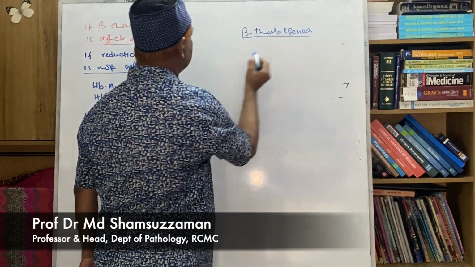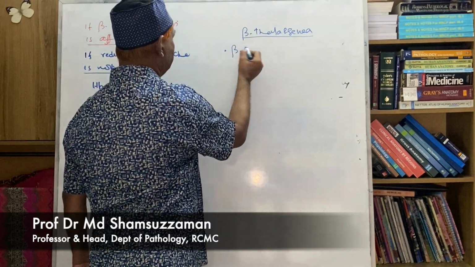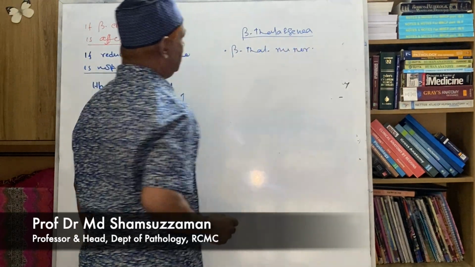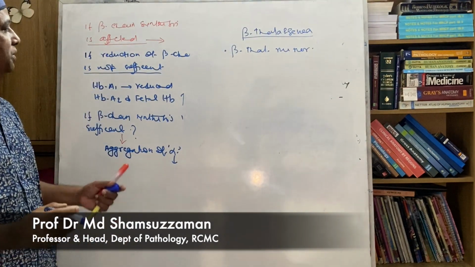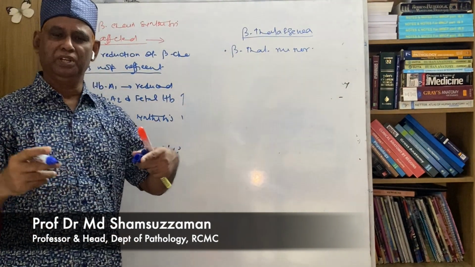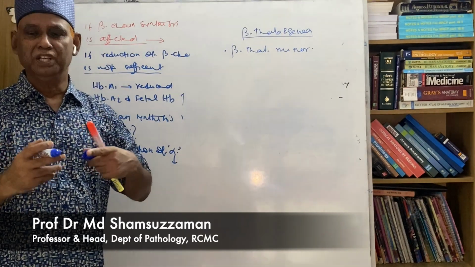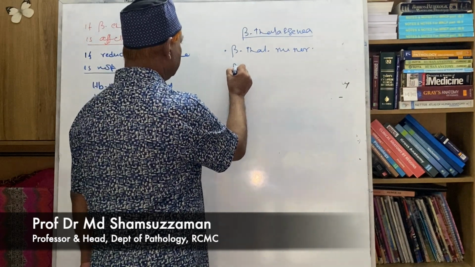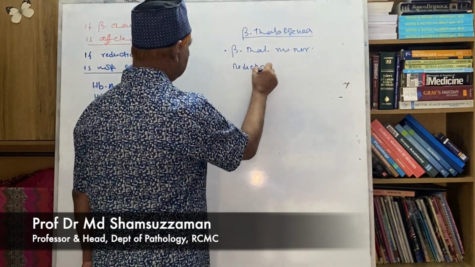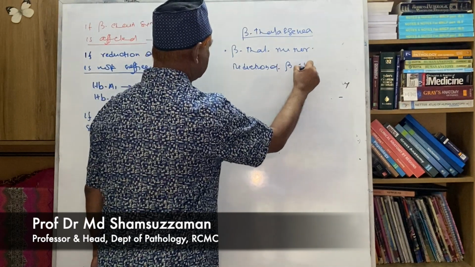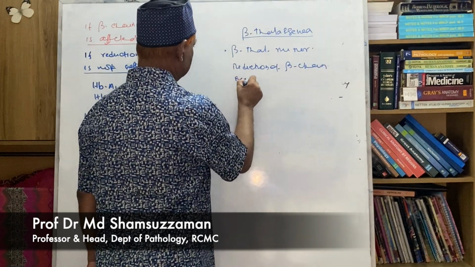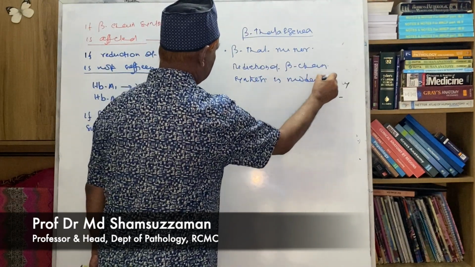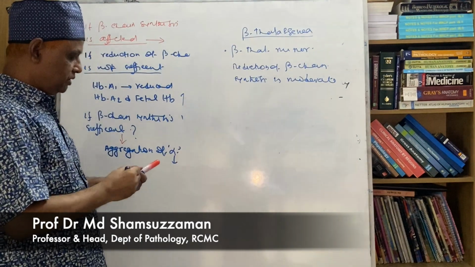And we can classify beta thalassemia as beta thalassemia minor. What does it mean? It is a trait. Beta thalassemia minor means there is reduction of beta chain synthesis, but the reduction is moderate, not sufficient. So there is moderate beta chain synthesis.